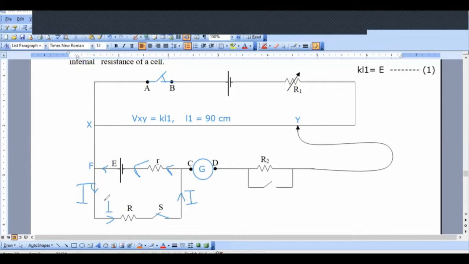Clear? That current even flows through the internal resistor, symbol r. Got it? When the switch S is closed, a current flows through the given cell capital E and the given resistor capital R. Full stop. That current even flows through the internal resistor, symbol r.